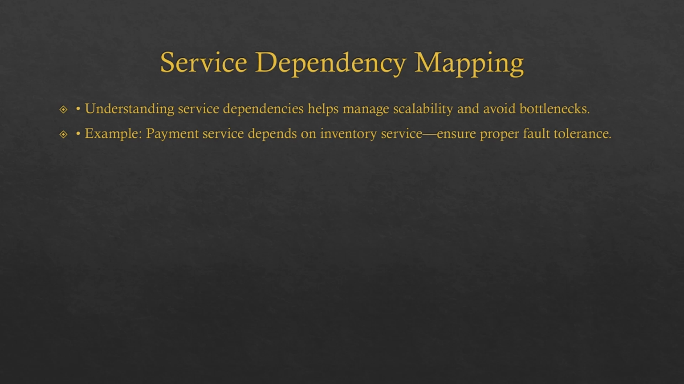Service dependency mapping helps us understand how different services are interconnected. By defining these dependencies, we can make sure that critical services don't fail when others are down. For example, if the payment service depends on the inventory service, we need to ensure that the payment service can handle failures in inventory gracefully without causing major disruptions.